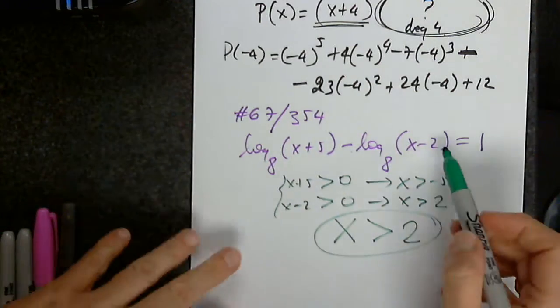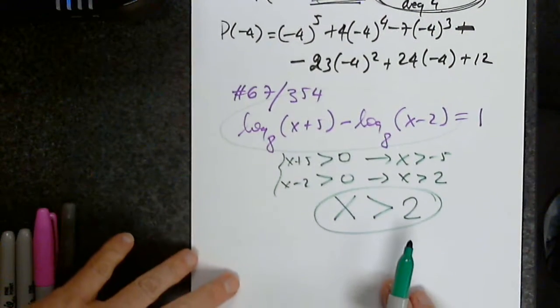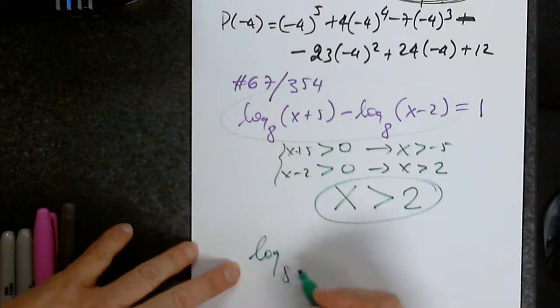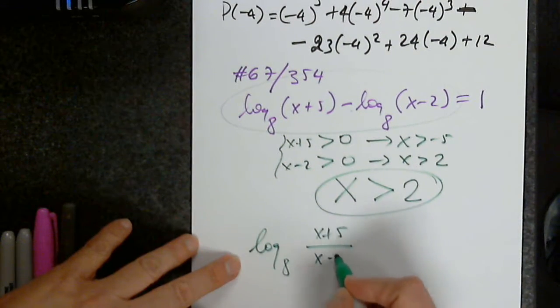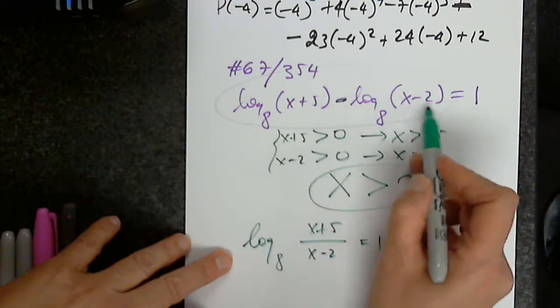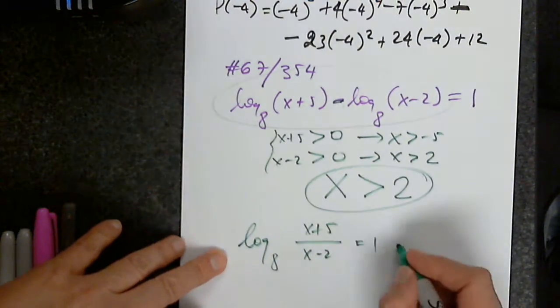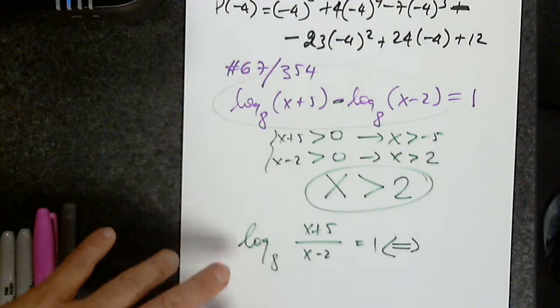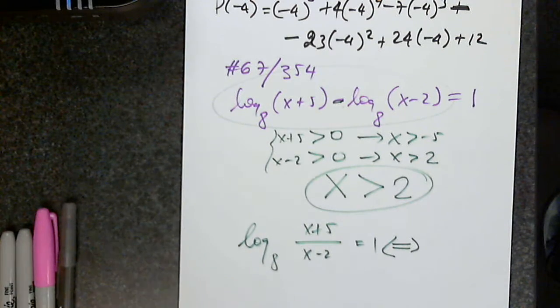How do I condense this side? Log a of x plus 5 minus x minus 2. It's a difference, so this quantity has to come from the denominator. And now this is equivalent to? Is equivalent to what?